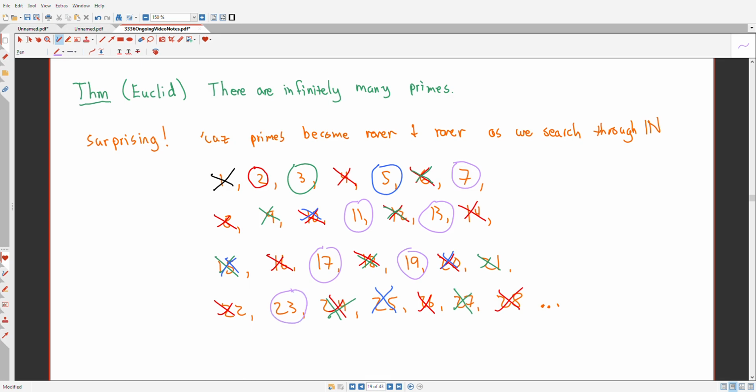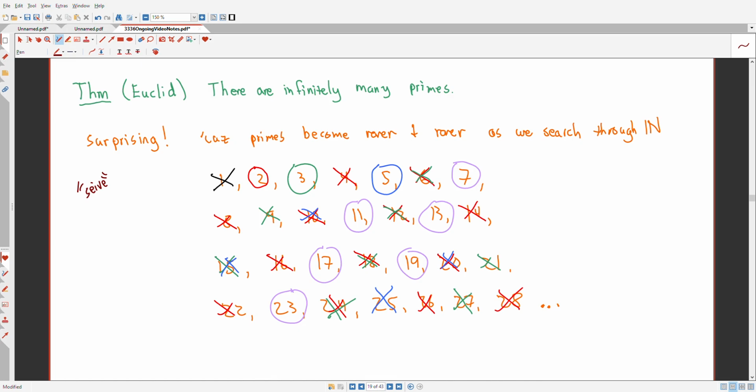But the more primes you discover, the less likely it is you're going to find future primes, is what this is showing. This process is what you might call a sieve. I always spell sieve wrong. It sort of sorts out the primes, right? And in some sense, they become rarer and rarer.